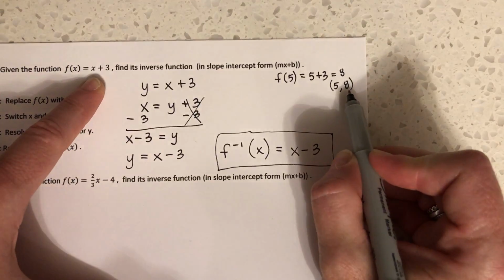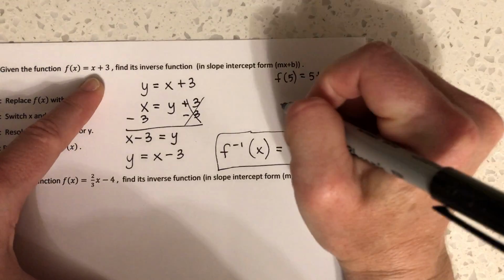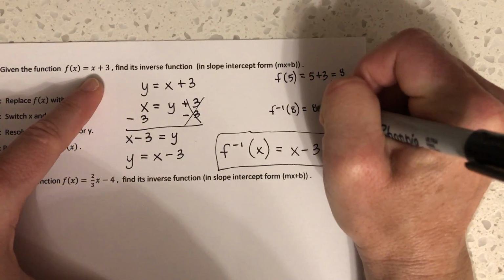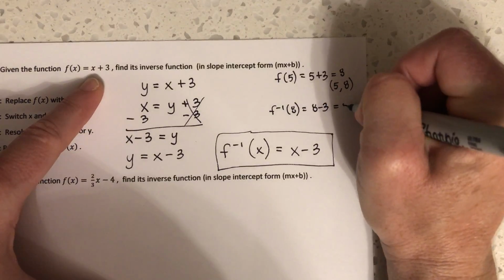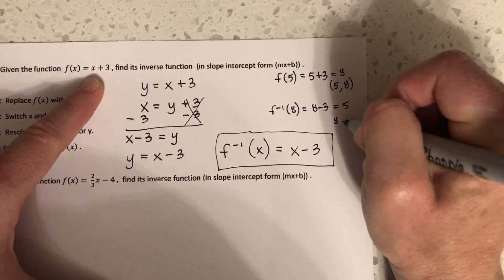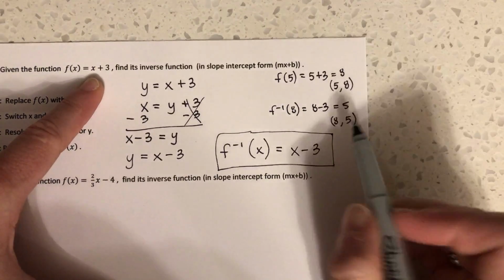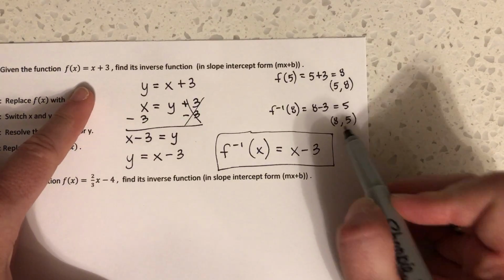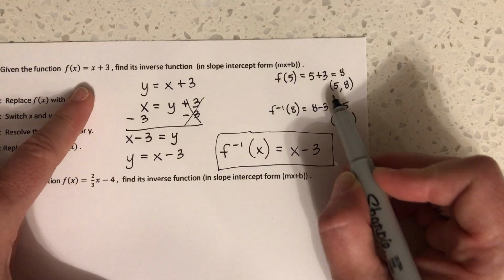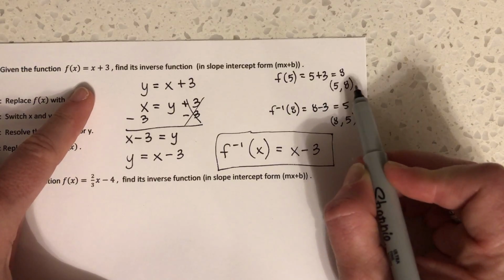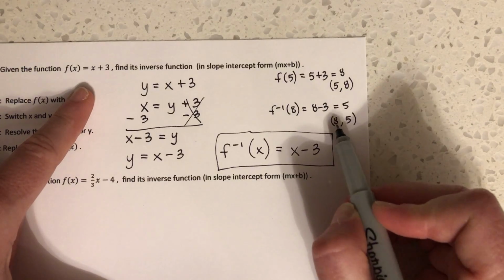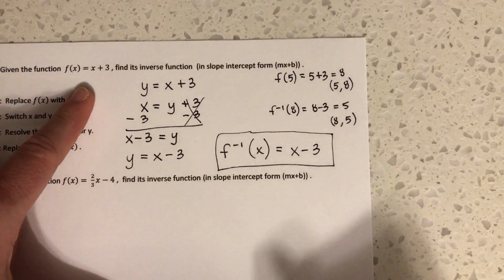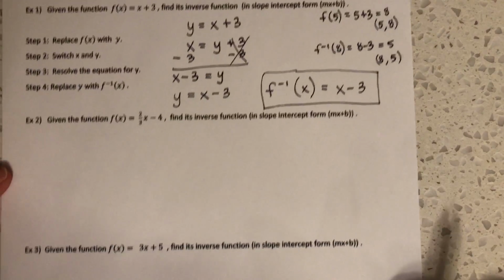Well, now, if you plug 8 into the inverse, you're going to get 8 minus 3 equals 5. So 8 went into the inverse, and 5 came out. See how their ordered pairs are opposite? That's an inverse. It's going to undo whatever the original function did. 5 went in, 8 came out. You plug 8 into the inverse, and you get that original 5 back out. All right, perfect. All right, let's try it again.